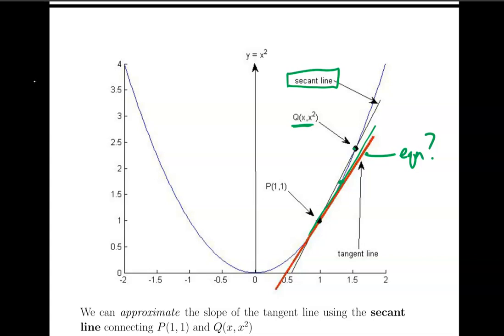It is important to note that Q can never equal P, because we do need 2 points. Now I can get as close as I want. There's some language we're going to revisit over and over, but never actually get to P.